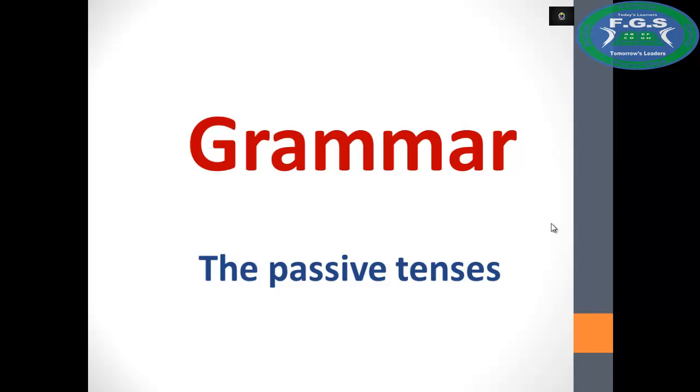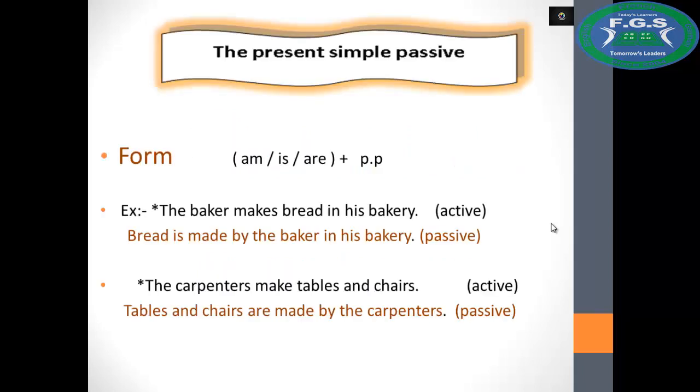In any active sentence, we start with the subject plus verb and object. So, we know the subject of the sentence, but in passive sentences, we don't know or we don't care about the subject. So we start with the object. That's okay? Okay.